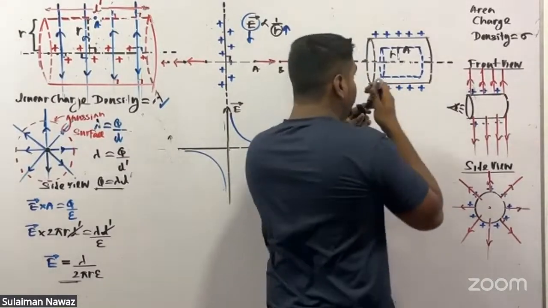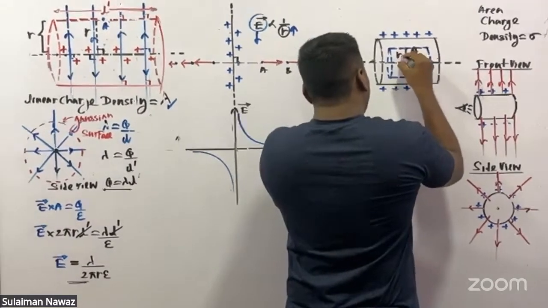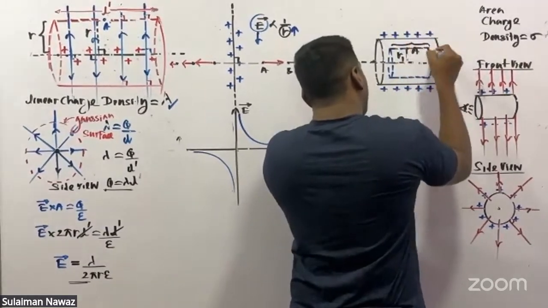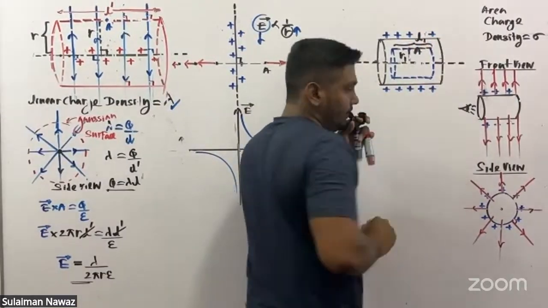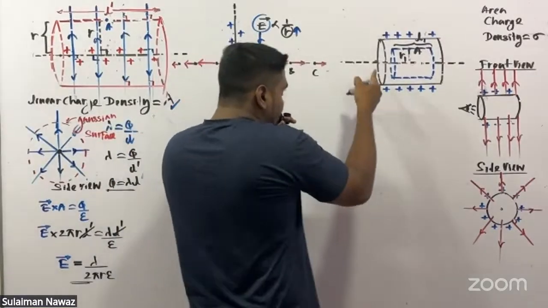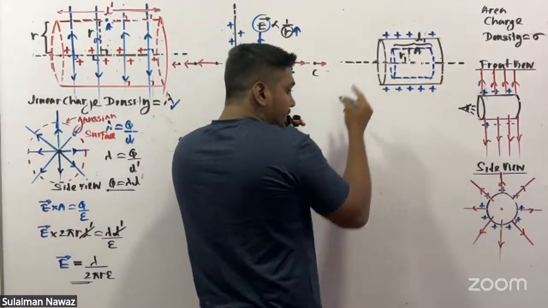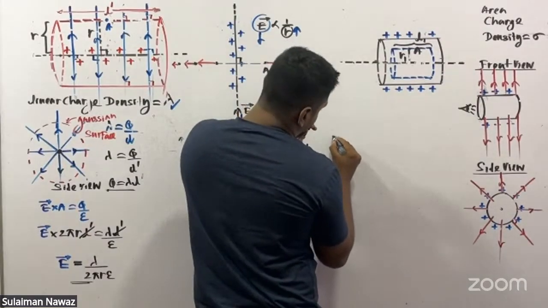This is R1. The length of the Gaussian cylinder is going to be L1. Then if I consider a point inside the hollow conductor cylinder, let's find the electric field intensity at point capital A.